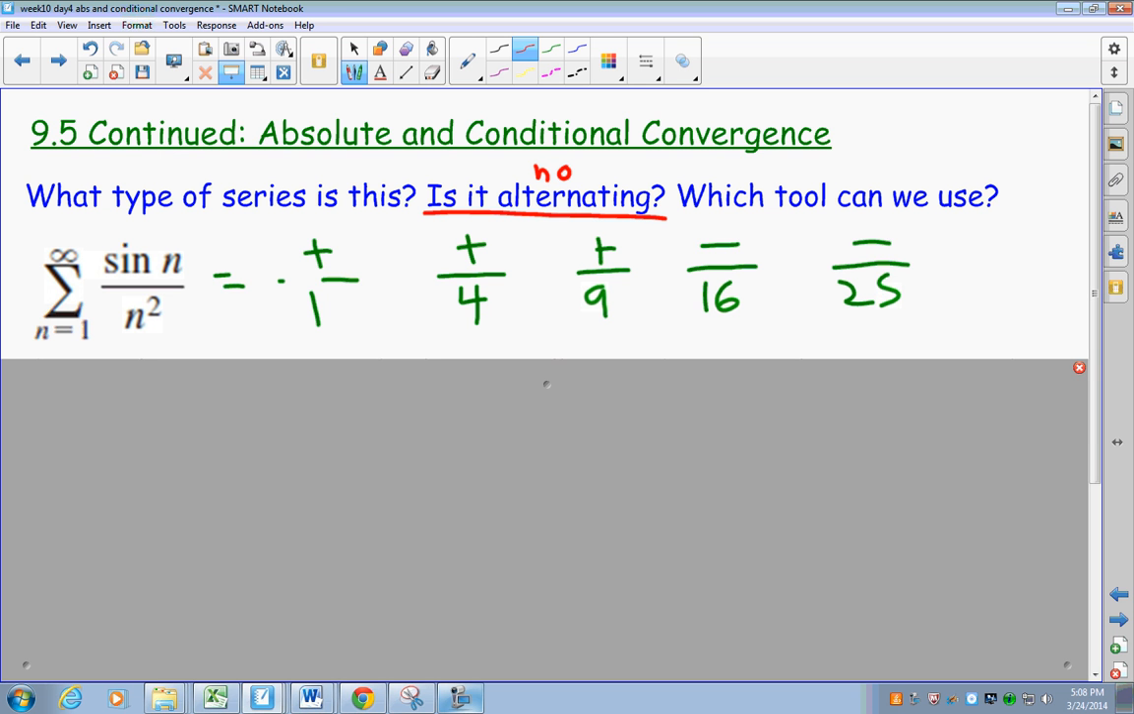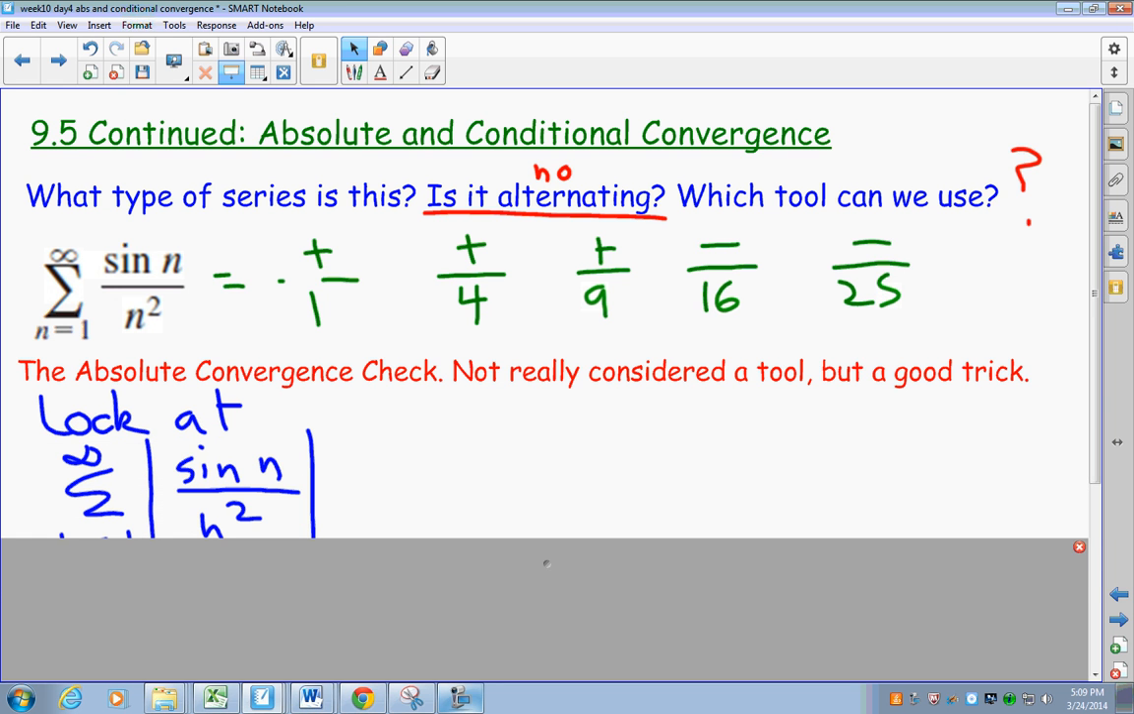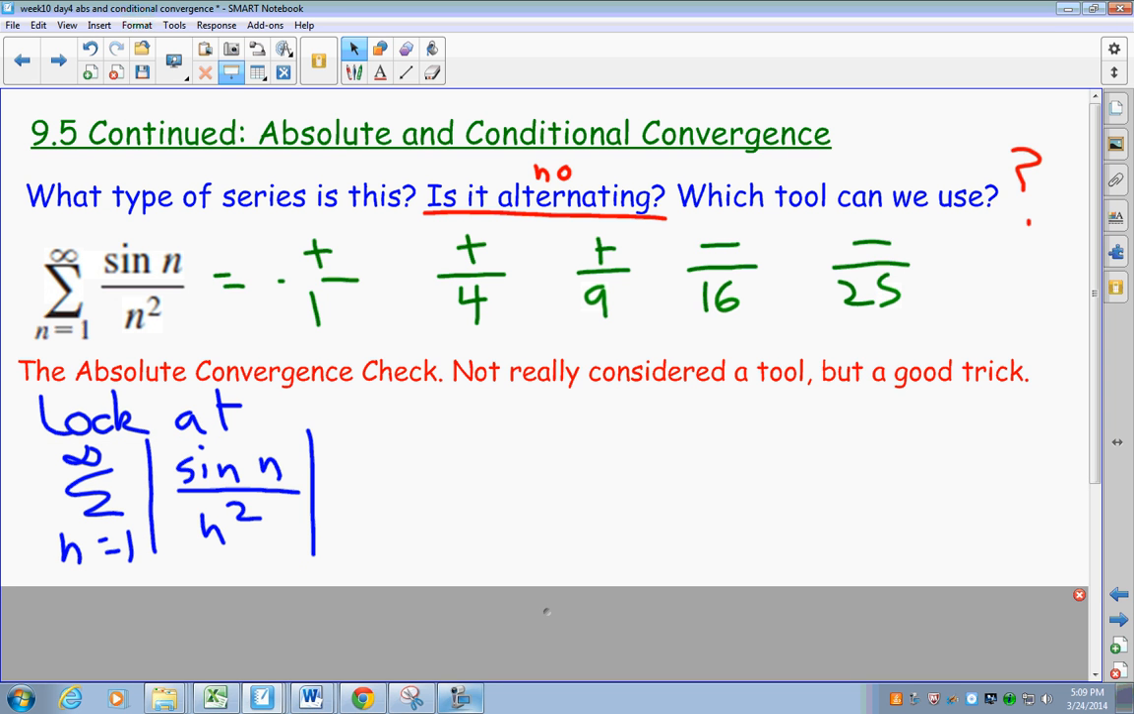it is not alternating, so you can't do the alternating series test. But it's not all positive, and if it's not all positive, you can't do a lot of those direct comparison things. You can't do the integral test. So we're stuck because it doesn't alternate, but it's not always positive. So I don't know. Okay. Thus, as it seems every single day, I give you a new tool. So let's take a look at this. This isn't really a new tool. It's just kind of a trick of the trade.